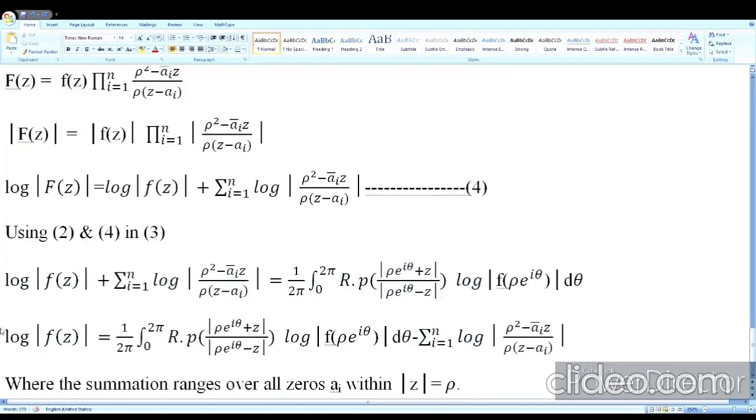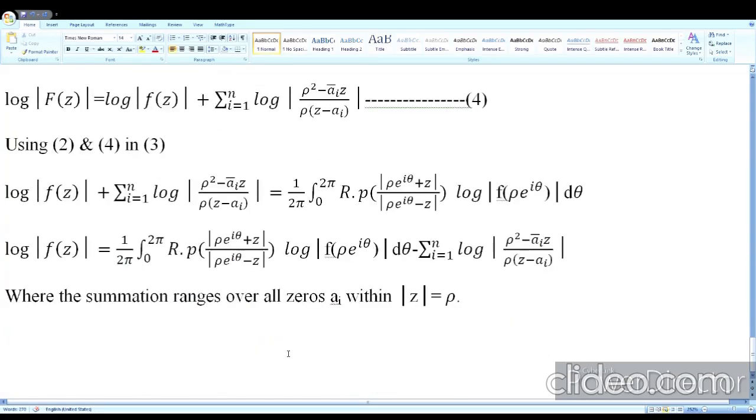Or we can write, we need this log modulus of f of z. So we bring the summation to the right side. That is, we have 1 by 2 pi integral 0 to 2 pi real part of (rho e power i theta plus z) by (rho e power i theta minus z) log of modulus of f of rho e power i theta d theta minus summation i varies from 1 to n log modulus of (rho square minus a_i bar z) by rho into (z minus a_i), where this summation i varies from 1 to n ranges over all the zeros within modulus of z equal to rho.